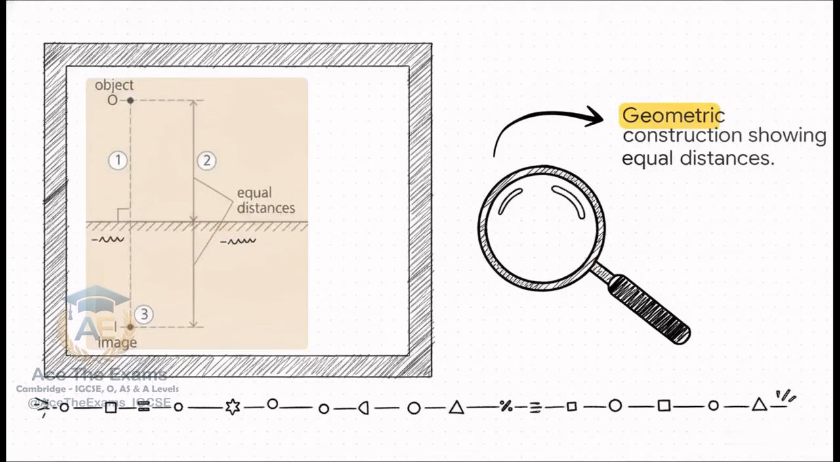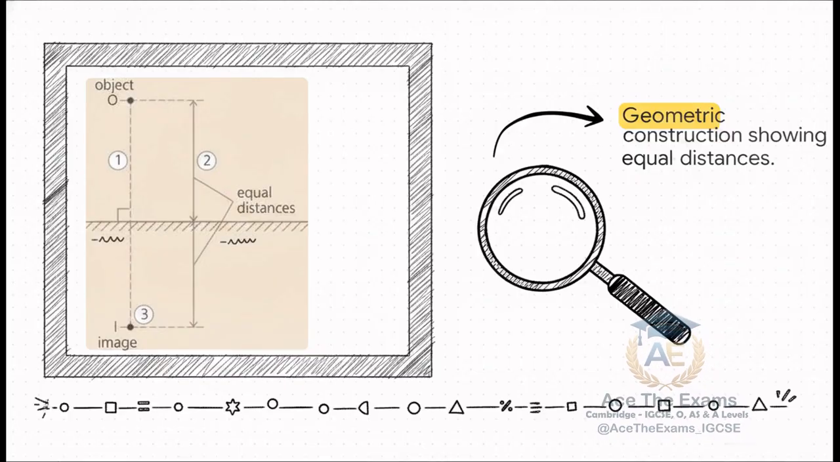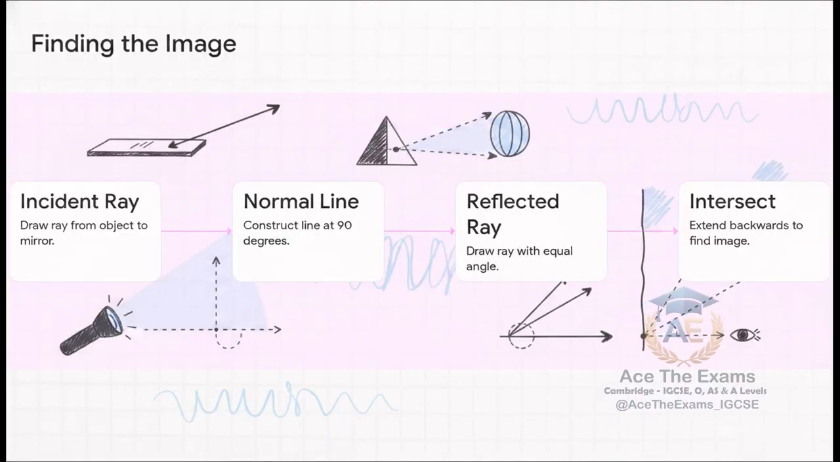Let's look at this geometrically to prove it. See the object labeled O at the top? The distance from O to the mirror is completely equal to the distance from the mirror straight down to the virtual image I at the bottom. If you draw a dashed line connecting them, it hits the mirror at a perfect 90-degree right angle, every single time. So how do you find that exact image position yourself, say, under exam conditions?